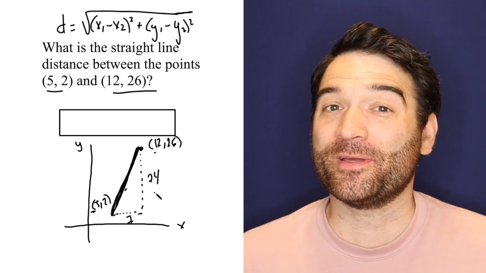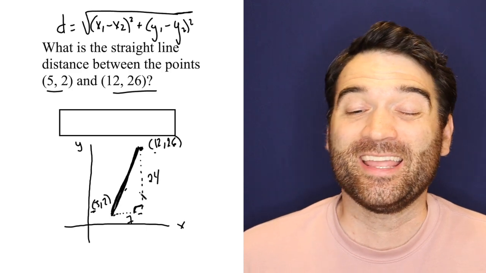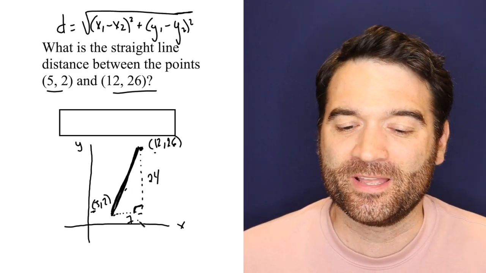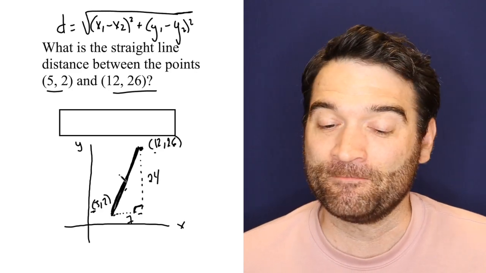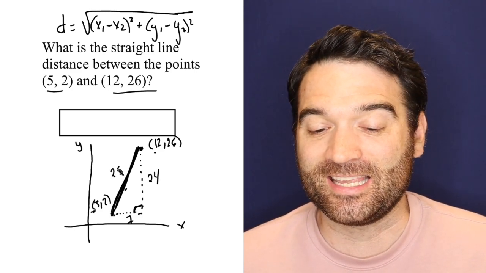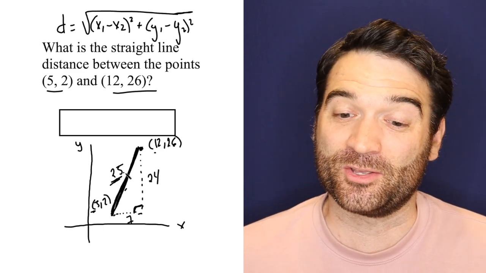Now, if you know your Pythagorean triples by heart, you may know that this is a Pythagorean triple. If not, you can use the Pythagorean theorem. 7 squared plus 24 squared equals c squared. What you find is that c equals 25, right? So 25 is the straight line distance between those 2 points.